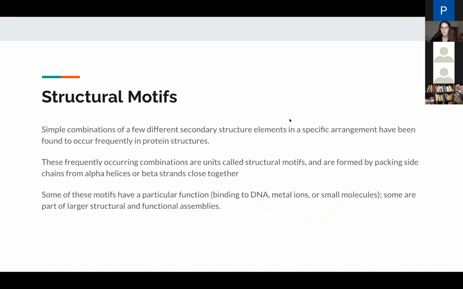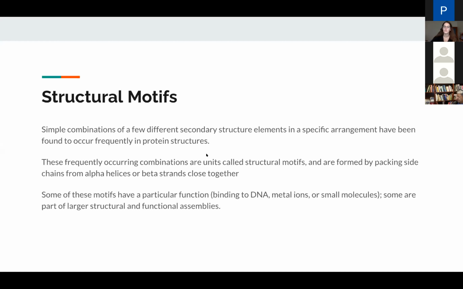So now it's kind of a different topic, but still related. It's structural motifs. Simple combinations of a few different secondary structure elements in a specific arrangement have been found to occur frequently in protein structures. When these combinations occur frequently, they're called structural motifs, and they're usually formed by packing side chains from alpha helices or beta strands close together.